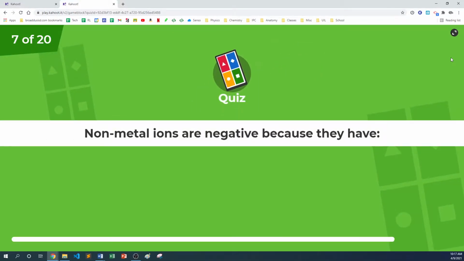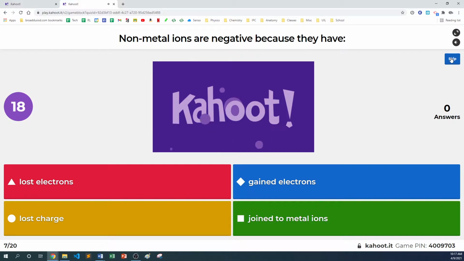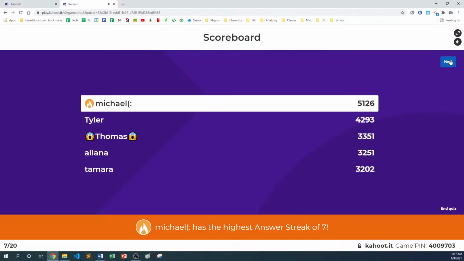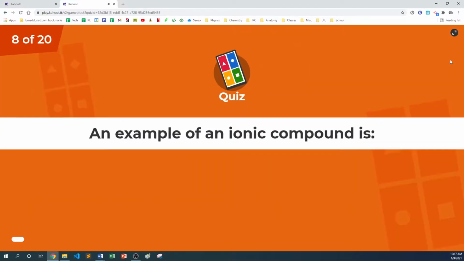Non-metal ions are negative because they gain electrons. They gain negativity. They gain negative charges.